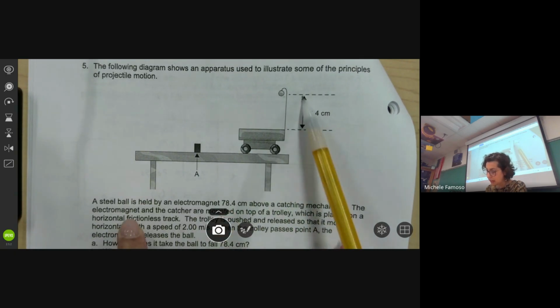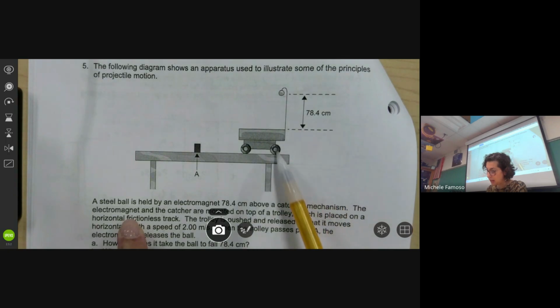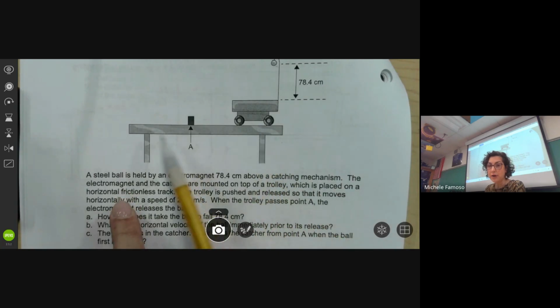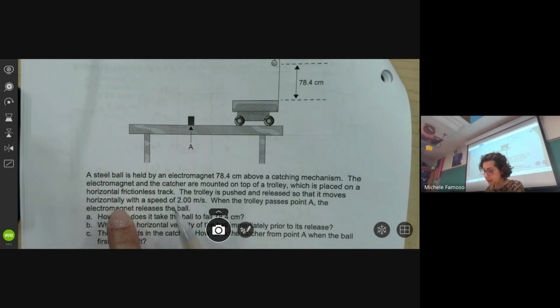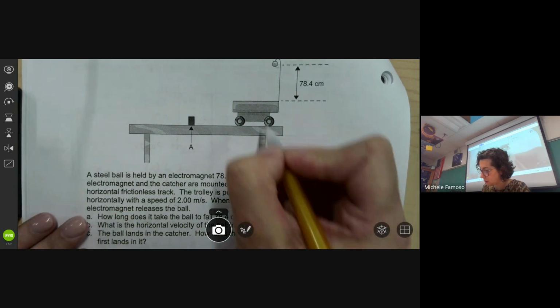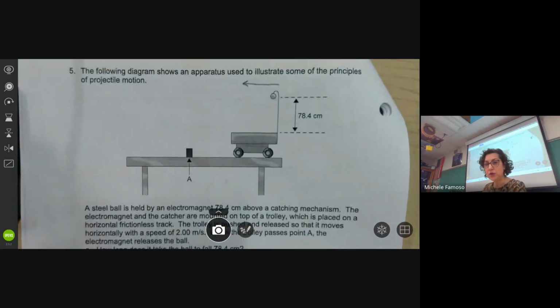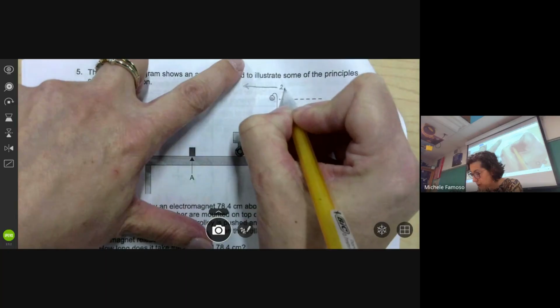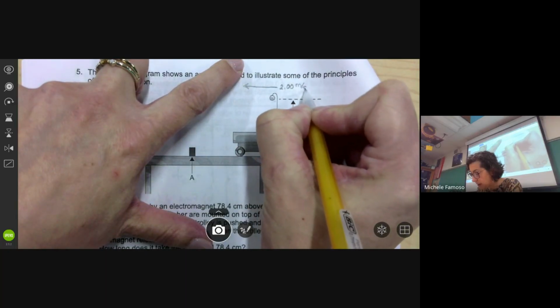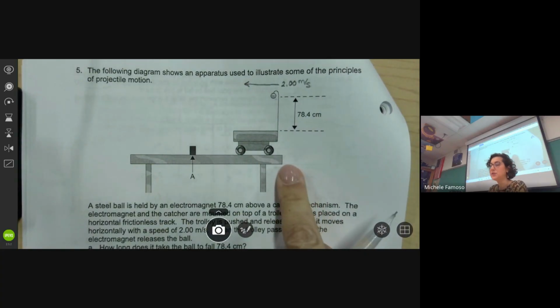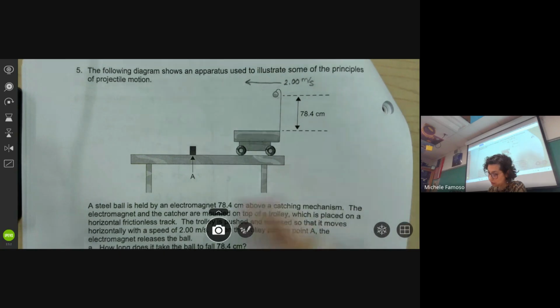The electromagnet and the catcher are mounted on top of this trolley, which is also a cart, placed on this horizontal frictionless track, which looks like a desktop. The trolley is pushed and released so it moves horizontally with a speed of 2.00 meters per second, which means this whole thing is going to move that way to the left at 2.00 meters per second. It's not going to go to the right because otherwise it's going to go off the track. Going to go to the left.